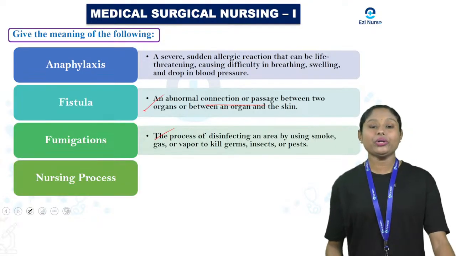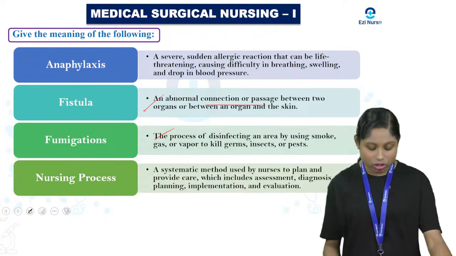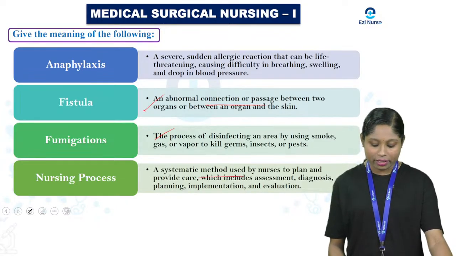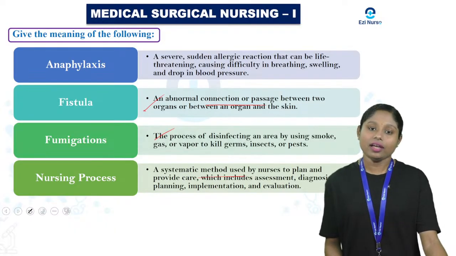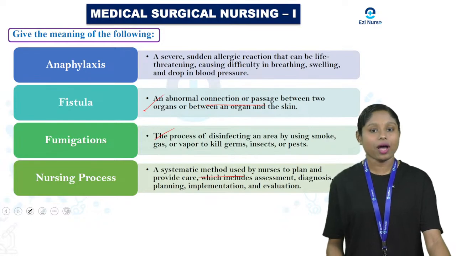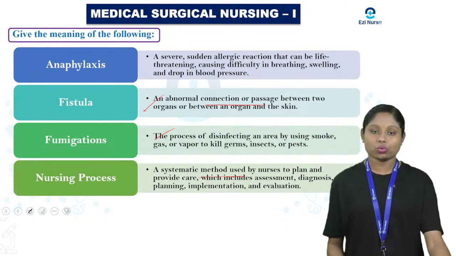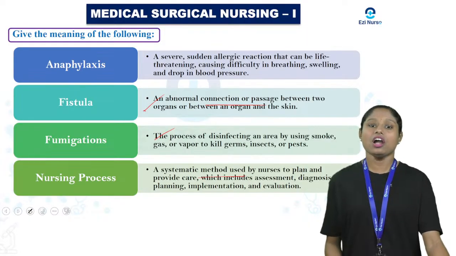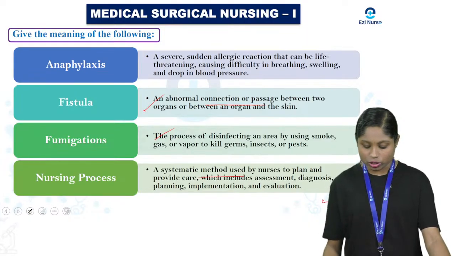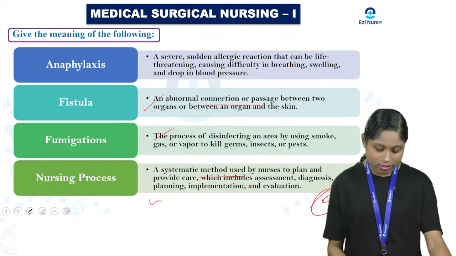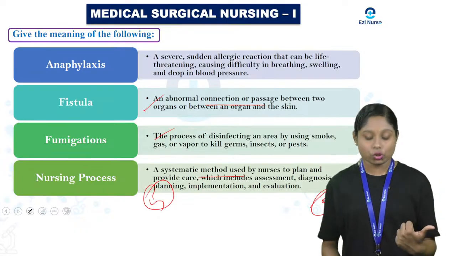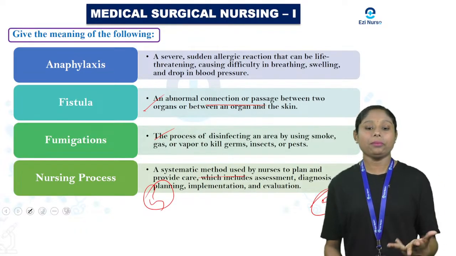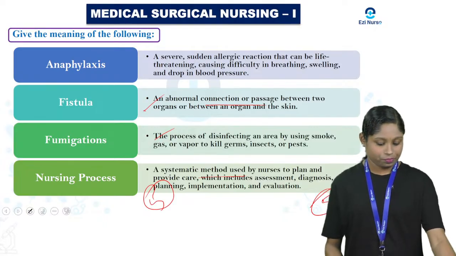The next word we are going to discuss is nursing process. What is nursing process? It's a systematic method used by nurses to plan and provide care. So it's a systematic method we nurses use to give care to the patient. It includes assessment, diagnosis, planning, implementation and evaluation. These are the 5 steps of the nursing process.